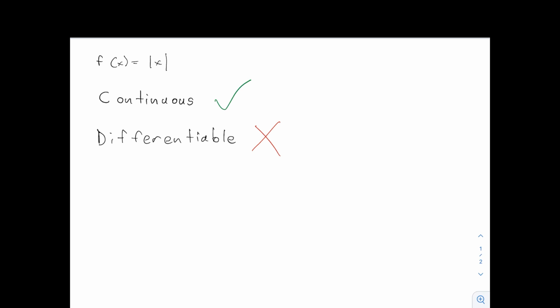Hello. If you've taken a calculus class, I'm sure you've discussed the absolute value function, specifically f of x equals the absolute value of x at x equals 0. And at x equals 0, it has that kind of peculiar behavior, right, where it's continuous, yet it's not differentiable. And that may seem a little bit weird to you. So today, we're going to discuss that.